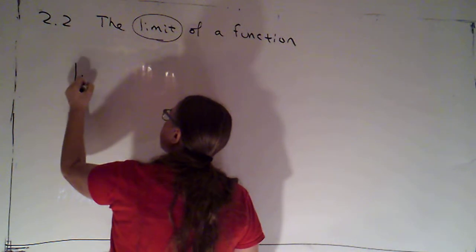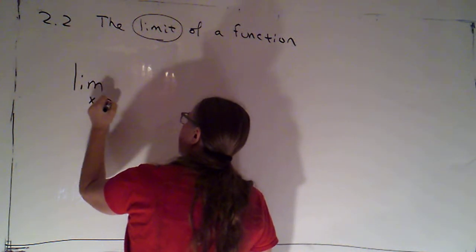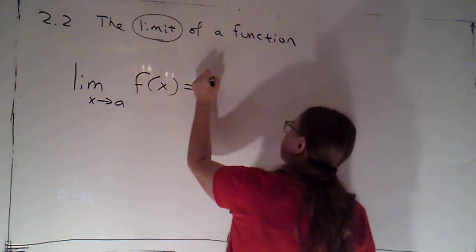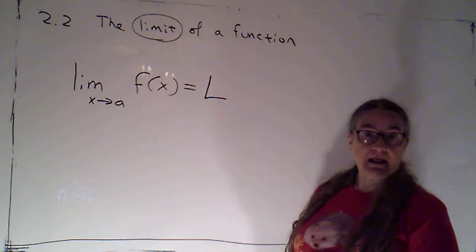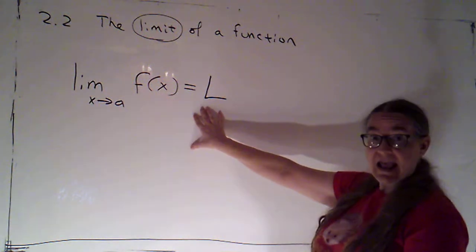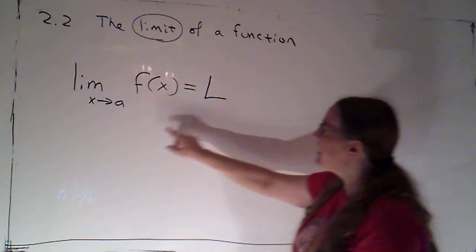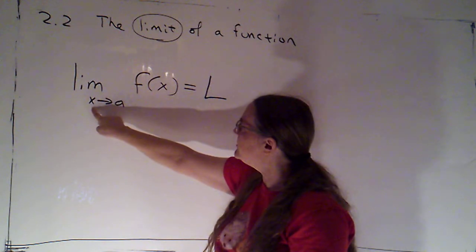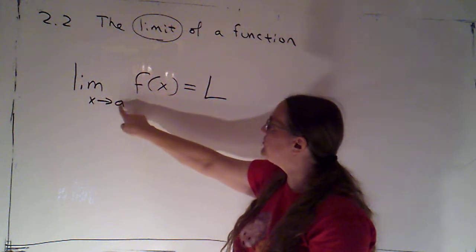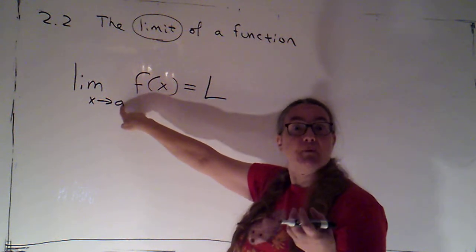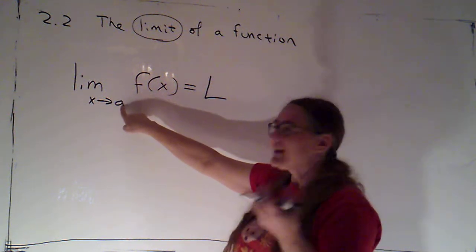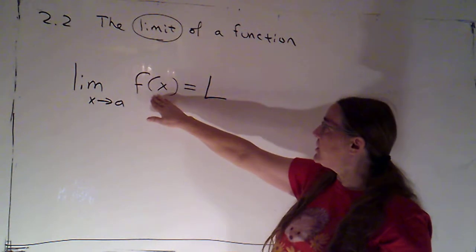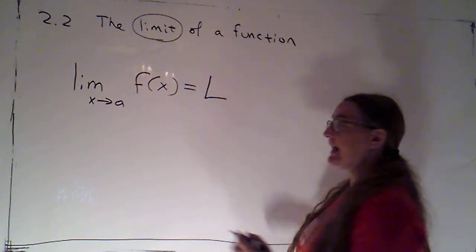So if I write the limit as x approaches a of f of x equals L, this is the notation that we'll use. We write lim, L-I-M. There's a subscript where we say x is approaching a. So a would be a particular x value that we're getting close to. And then we name the function, and we say that's equal to L.